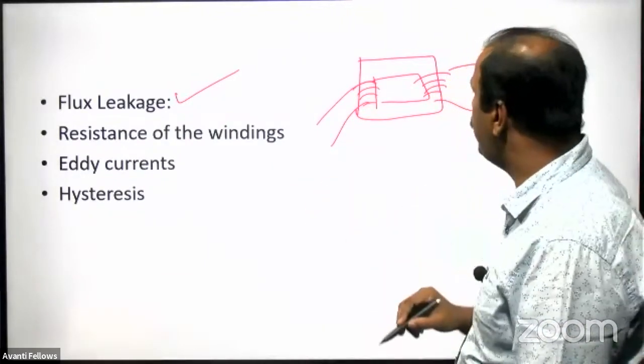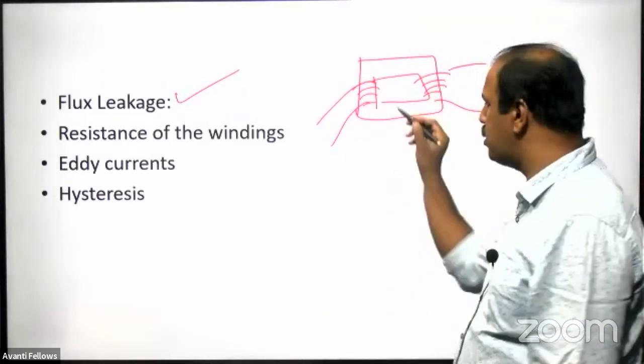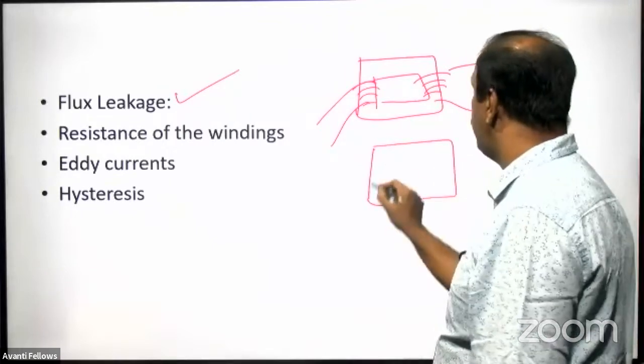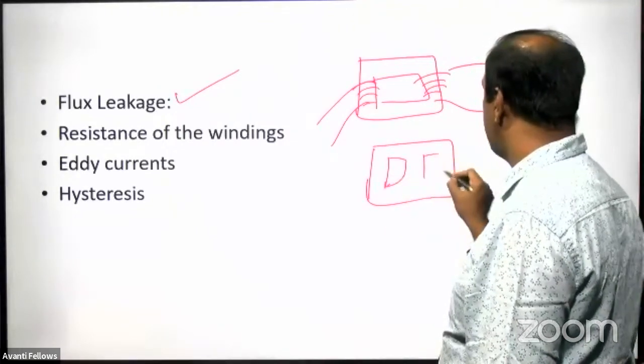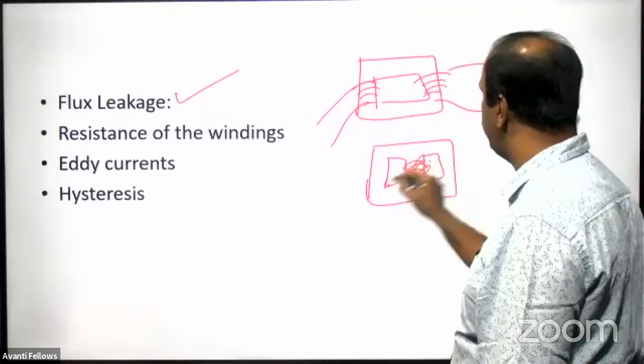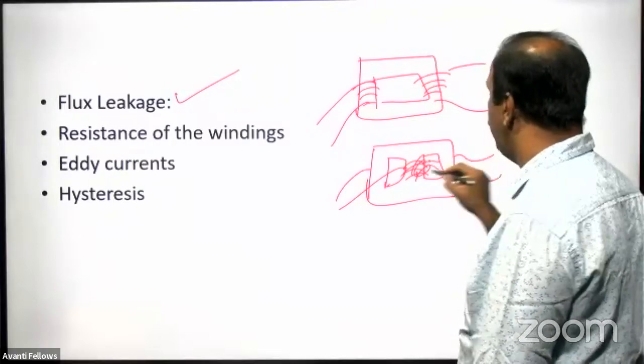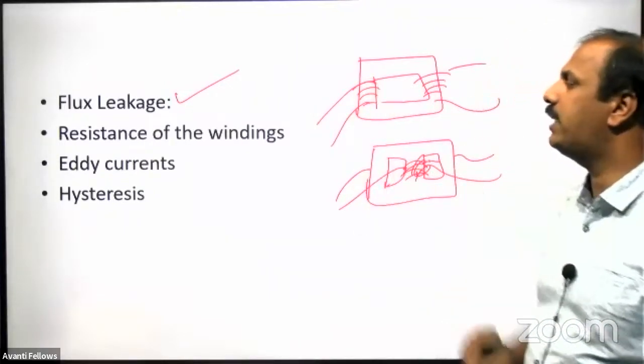What is the reason for that? The reason is poor design, so we can go for a better design. The simplest way is the other picture that you see. We have a picture like this: the primary and secondary, we can wind one over the other. If you wind the primary and secondary one over the other, then the flux leakage can be reduced.